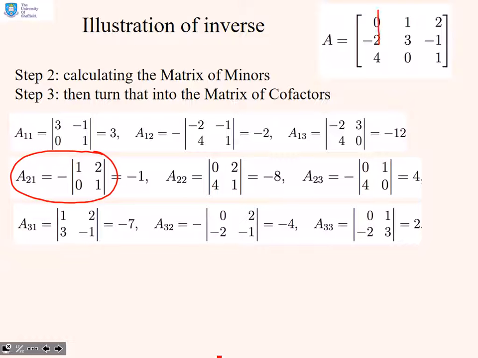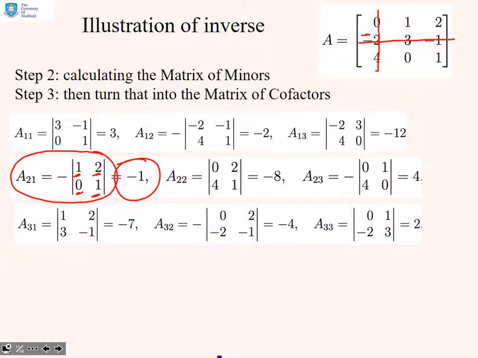So I will have crossed off the first column, crossed off the second row, and you can see what I've got left? I've got 1, 2, 0, 1. I found the determinant of that, and then I've looked at the sign, and the sign for that position is minus, so that cofactor is minus 1, 2.